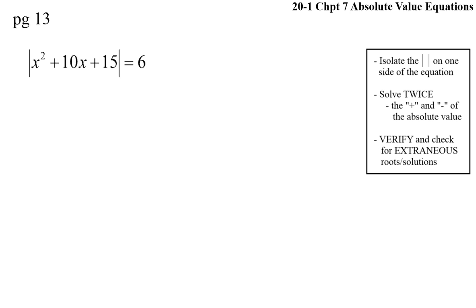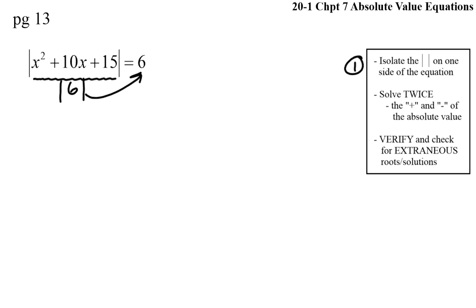Page 13. Let's take a look at this one. Page 13, it's not a lot different, except the question becomes, now we have a quadratic instead of linear. Same process, just a little bit more work. So we're still, step 1, isolating the radical on one side. Step 2, we have to solve twice. Why? Because everything that's in the radical could equal 6. If this had a value of 6, the absolute value of 6 is 6.